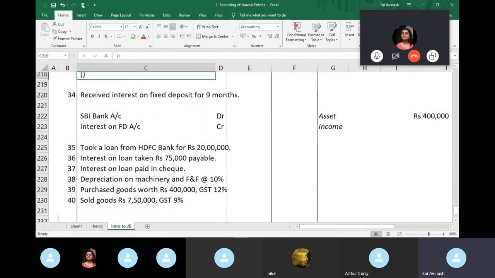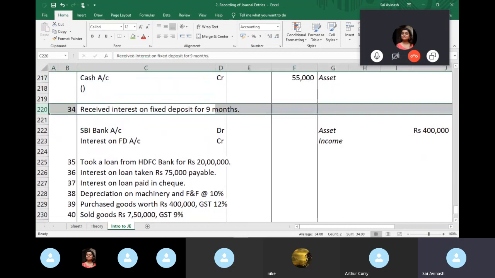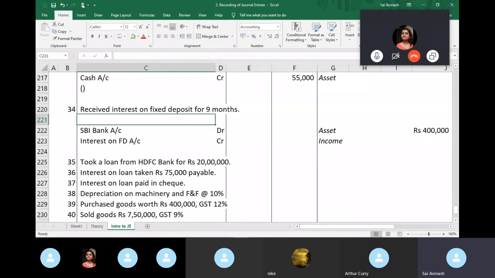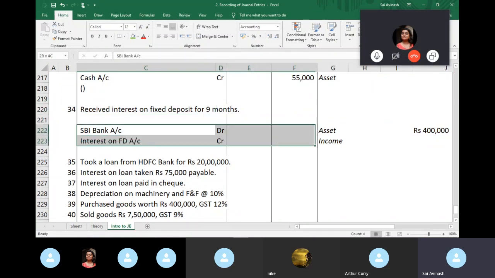Right. So now the transaction is I'm receiving interest on the fixed deposit, and I'm receiving it for a period of 9 months. Okay. So there are two things I have to do. First, I have to figure out what the journal entry is, and second, what the value of the journal entry is. Right? We did the easier thing first.